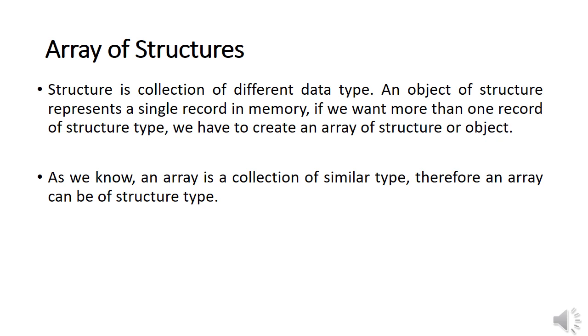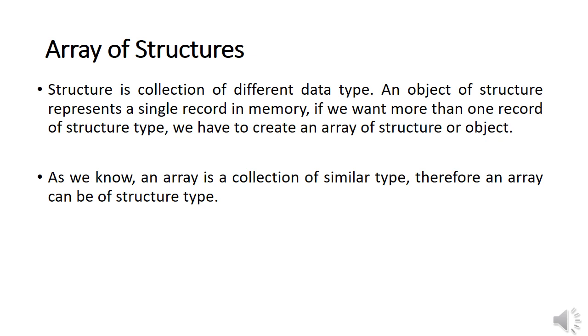So, first we will discuss array of structures. A structure is a collection of variables of different data types under a common name. We already discussed that an object of a structure represents a single record in memory. That is, the object means the structure variable. The structure variable represents a single record in memory. It can store one person's data, as in the previous example.